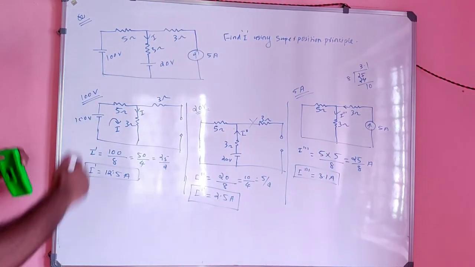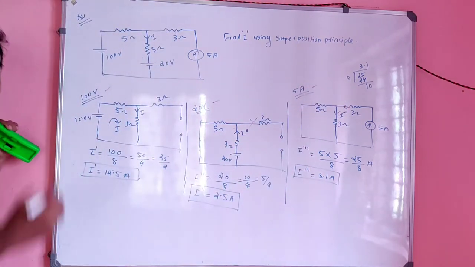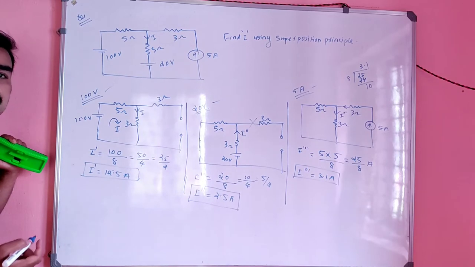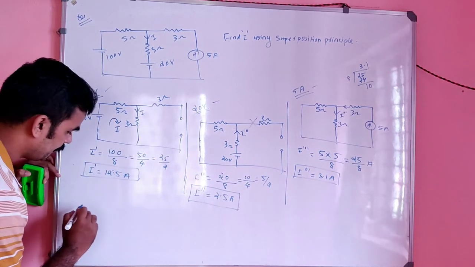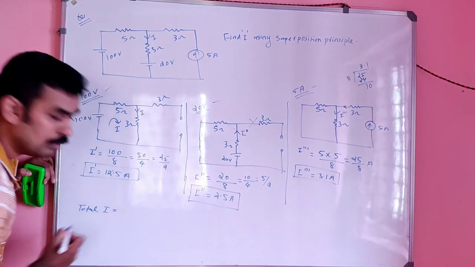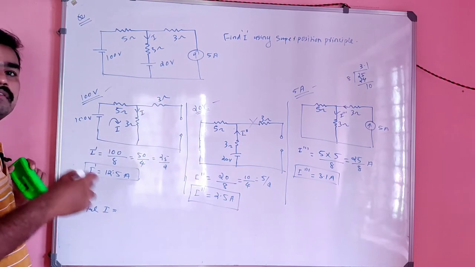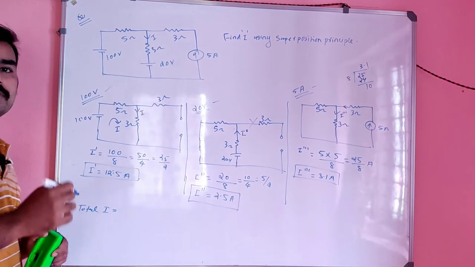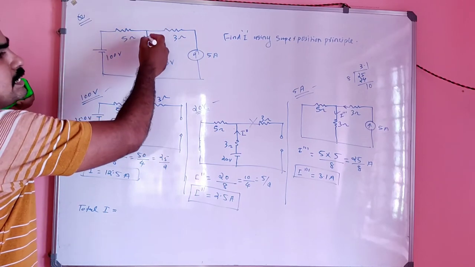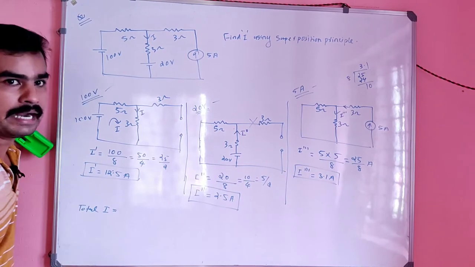So now you calculated for three separate sources, 1, 2 and 3. The algebraic sum of the current due to the three sources will be the resultant current. So what will be I? Total I will be equal to, similar currents in the same direction add and opposite currents are in opposite direction. So let's take the downward direction now. This is downward and this is also downward, so they will be added together.